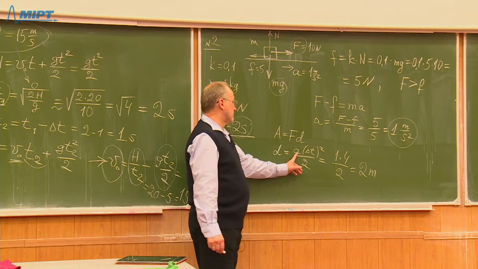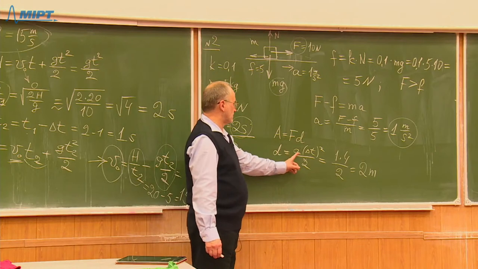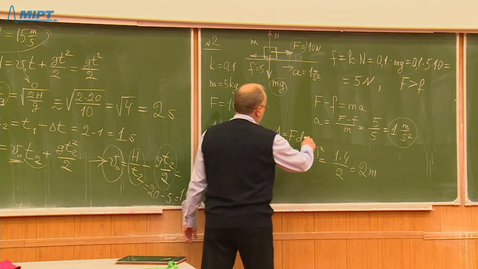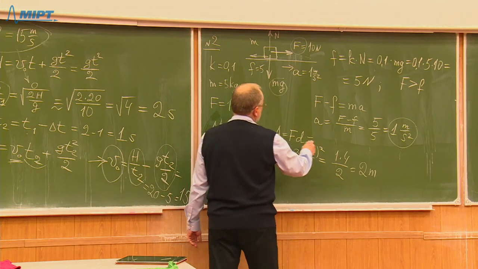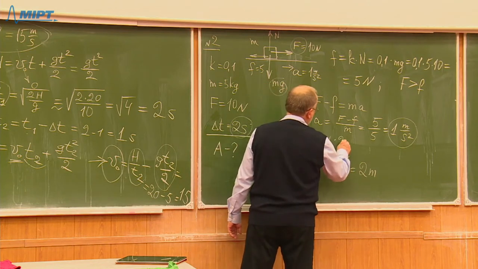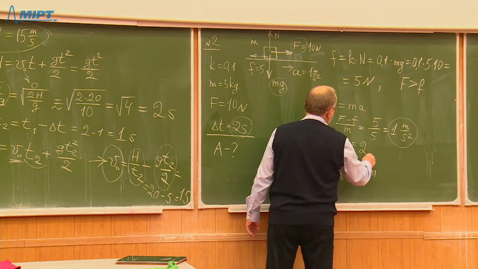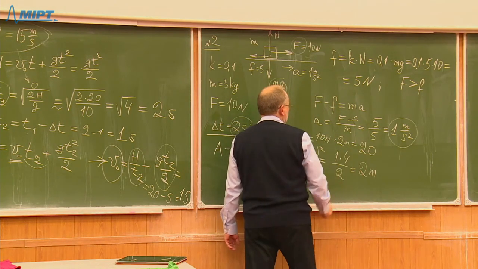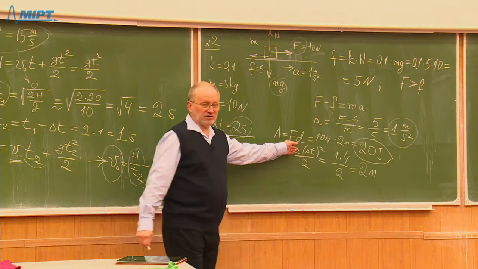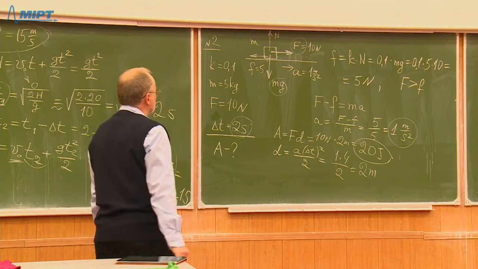In uniformly accelerated motion, it's not a uniform motion. It's not the motion with constant velocity. It's uniformly accelerated motion. So the work can easily be calculated because F is known as 10 newtons. And displacement, we have found it as 2 meters. So 10 times 2 is 20. Newton by meter is joule. So the work performed by force F, as required in this problem, turns out to be 20 joules.